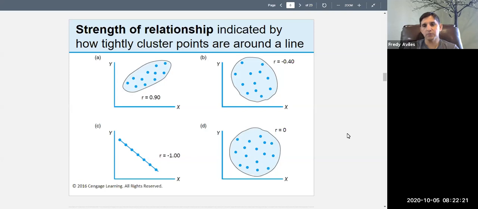R equals negative 1, R equals positive 1, by the way, is just as strong, okay? It's just as consistent, except that one is positive, one is negative. And at R equals 0, the points are kind of all spread out, okay? You can't really tell if it's negative or positive. That means there's no relationship.